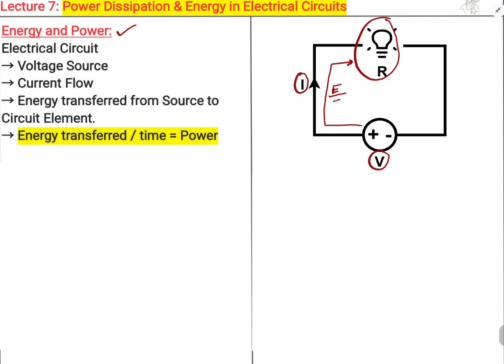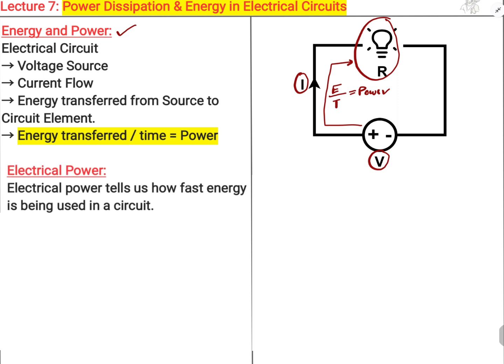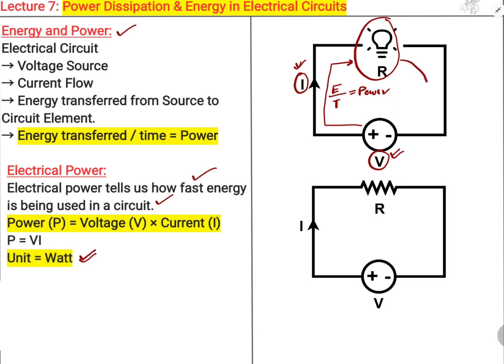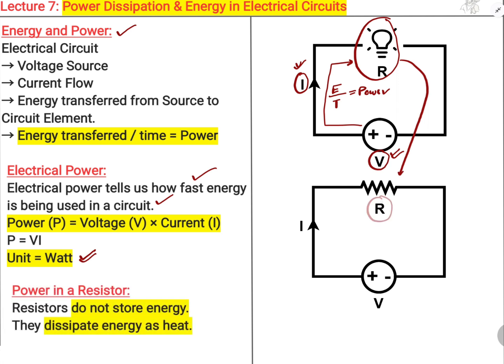And this electrical energy per unit time is called power. So basically, power tells us how fast energy is being used in the circuit. The formula for power is simply voltage into current, and the unit is watts. This circuit element is basically a resistor, and the property of a resistor is to consume power. It can consume power either in the form of heat or in the form of light. It does not store any energy.